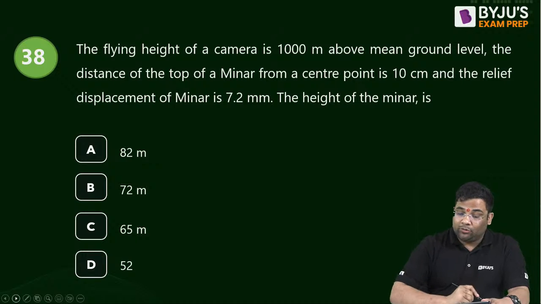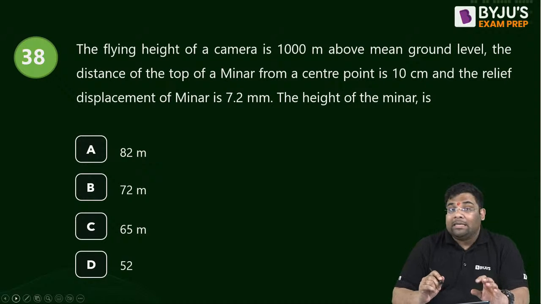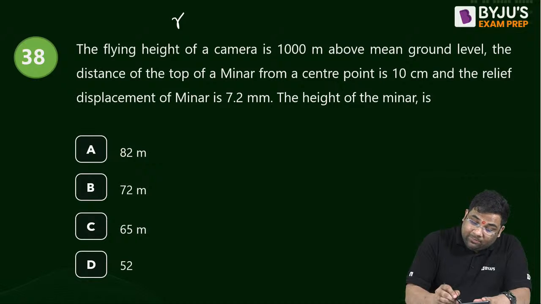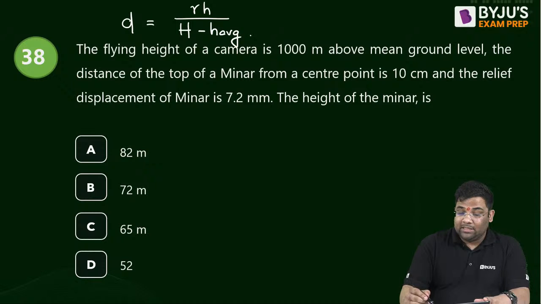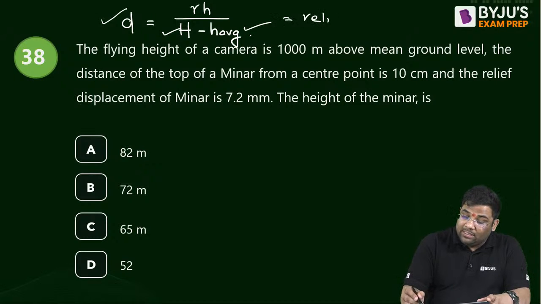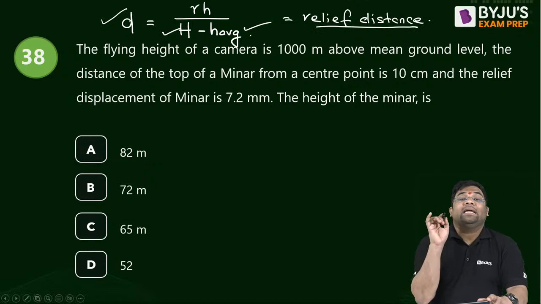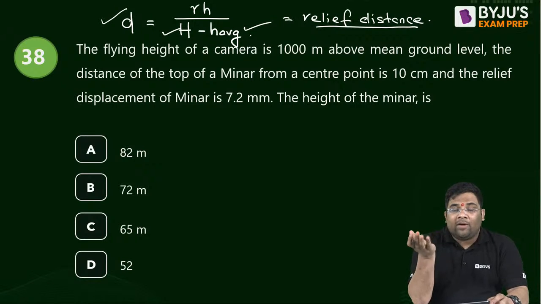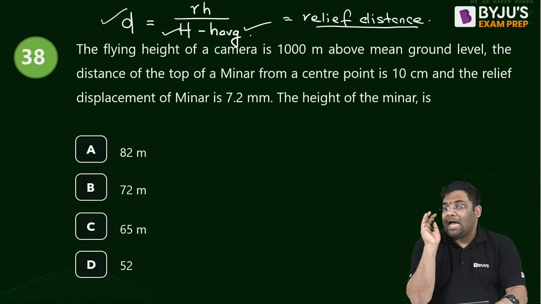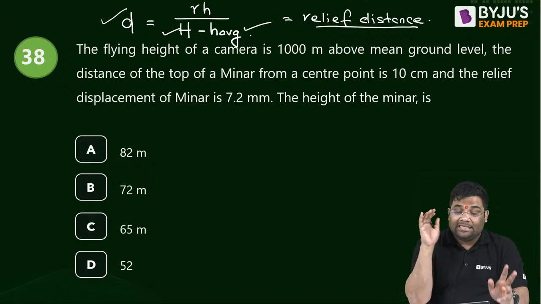And the last question, 38th question, it is about what? The relief displacement. Now what was the relief displacement? The relief displacement d was equal to R h by (capital H minus this average height). This is the average height of the ground. This is the flying height. This is the relief displacement. And what was R? R was the distance from the center of the photograph to the top of a particular tower. I have explained this concept in photogrammetry. I have taken one lecture on photogrammetry. You can always see that lecture in this YouTube channel.